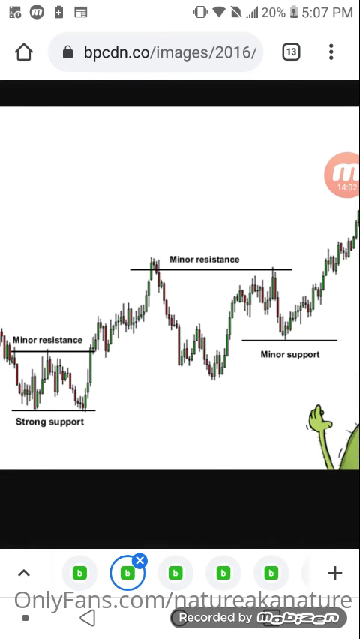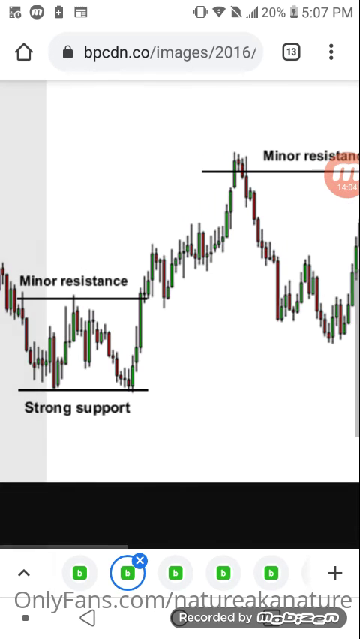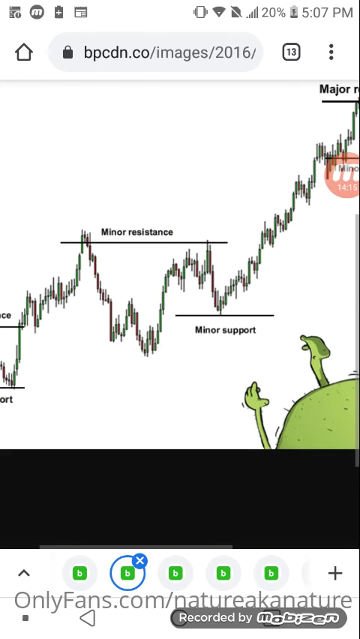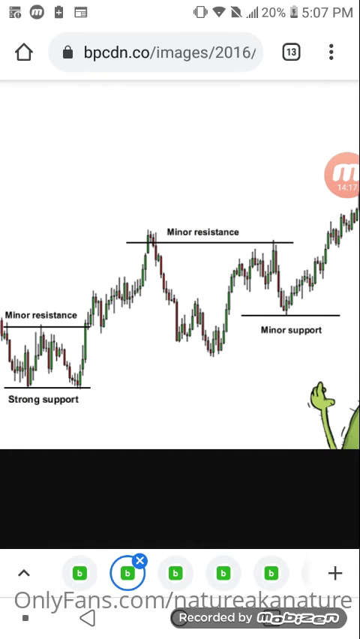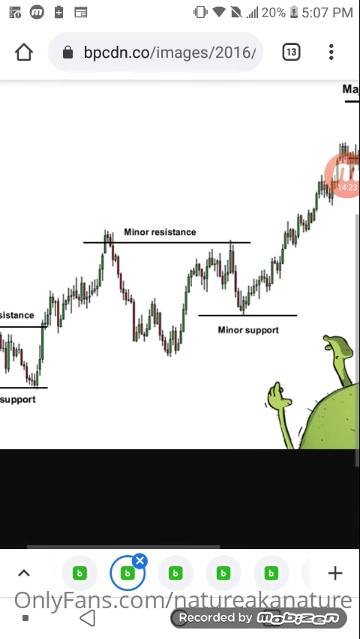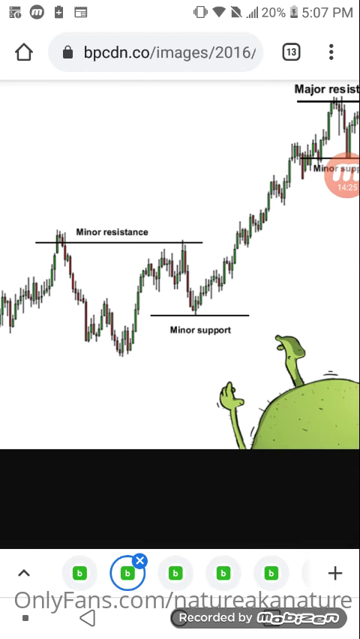So remember, resistance is the highest point price went to before heading back down. Okay, so these are the highest points for resistance. This is resistance. This is resistance. And support is the lowest point price was at before heading back up. So this is a strong support, support right here. Another support when price went to before heading back up.